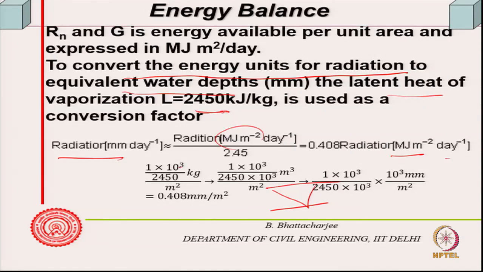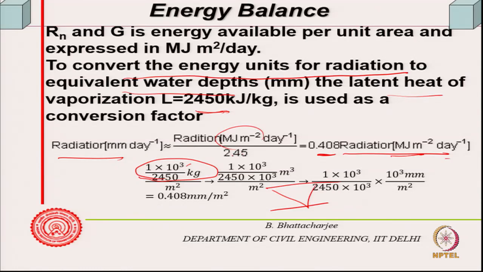So this is megajoules, I multiply by 10 to the power 3, I get kilojoules, and this is 2450. So that much kg of water will be this multiplying factor. I am trying to find out a multiplying factor, this value multiplied by the radiation. So whatever radiation I get multiplied by the factor, that is what will give me millimeter per day.